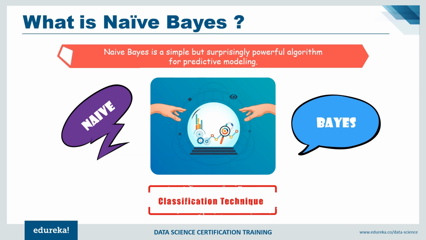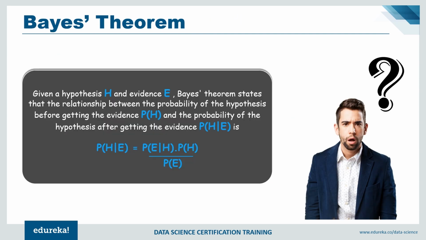In probability theory and statistics, Bayes' theorem, which is alternatively known as Bayes' law or Bayes' rule, describes the probability of an event based on prior knowledge of conditions that might be related to the event. So Bayes' theorem is a way to figure out conditional probability. Conditional probability is the probability of an event happening given that it has some relationship to one or more other events.